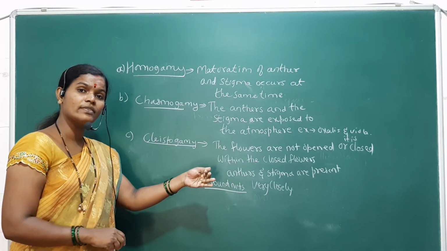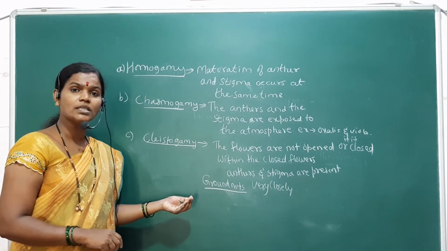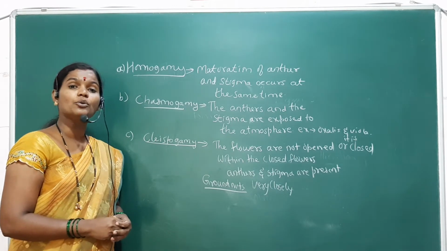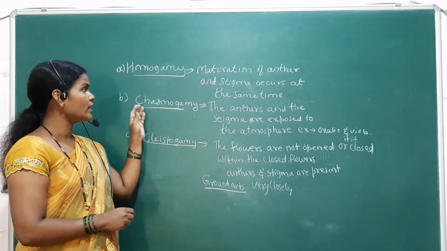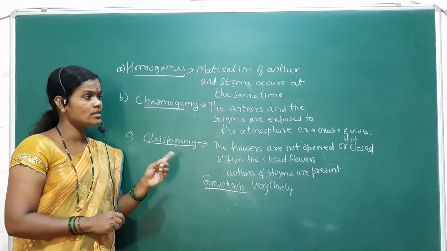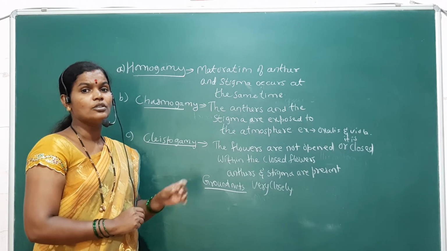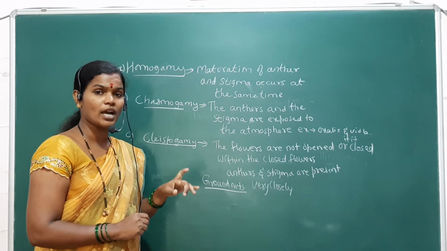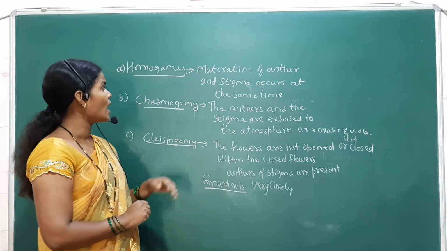Before this, what have we seen? We have seen the definition of pollination. What is pollination? It is the transfer of the pollen grains from the anther of the flower to the stigma of the same flower or another flower. Then we have seen the two types of pollination, that is self-pollination and cross-pollination. Self-pollination is also called autogamy. What is self-pollination also called? Autogamy.